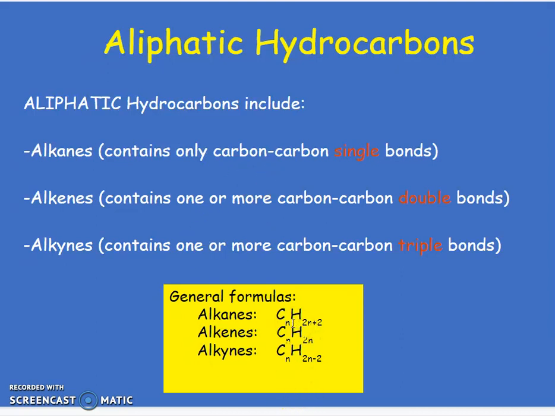So just use n as any whole integer. For example, let's say we had four carbons in an alkane, right? So there'd be 4 carbons. There would have to be 2 times 4, which is 8 plus 2, so 10 hydrogens.